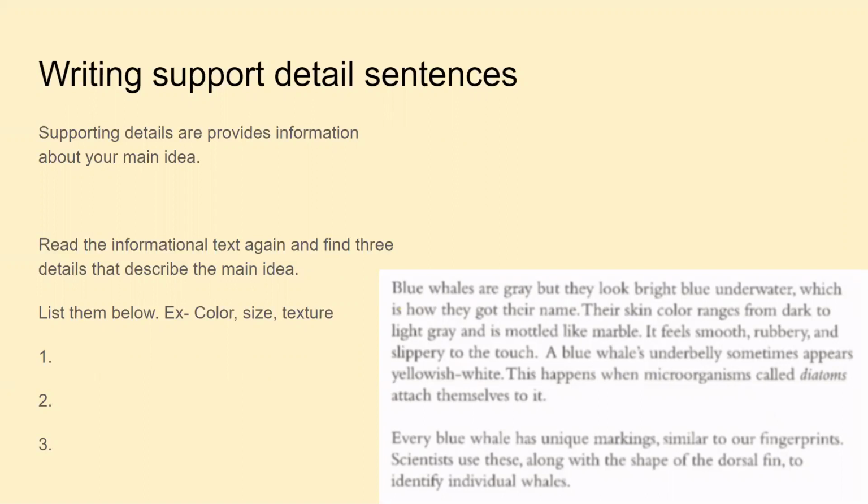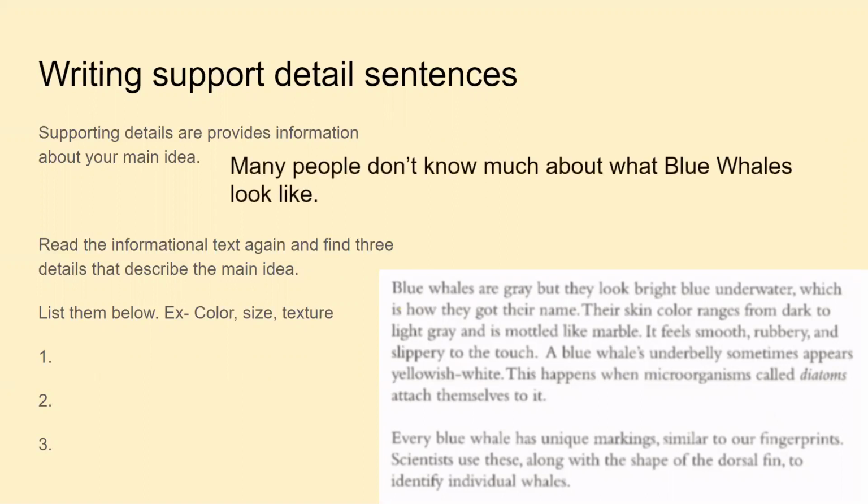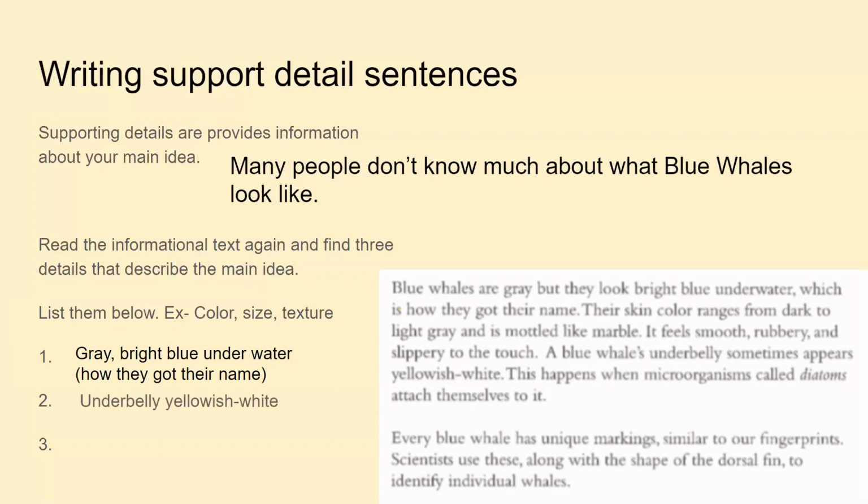So I'm going to show you how to make a list. We're not making sentences yet, just a list of important things that go along with the main idea, which is many people don't know much about what blue whales look like. The first thing that I'm going to put on number 1 is gray, bright blue underwater. And I put how they got their name. So that reminds me when I'm writing my sentence, I need to put that in there. Underbelly, yellowish white. Unique markings like our fingerprints. That's directly from the text.